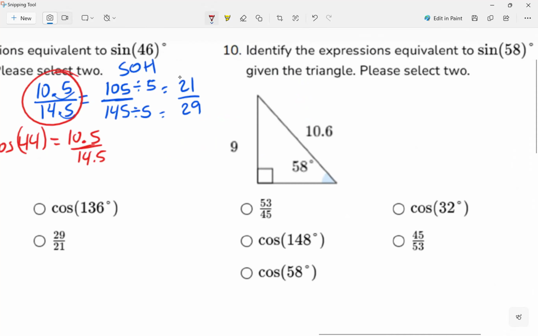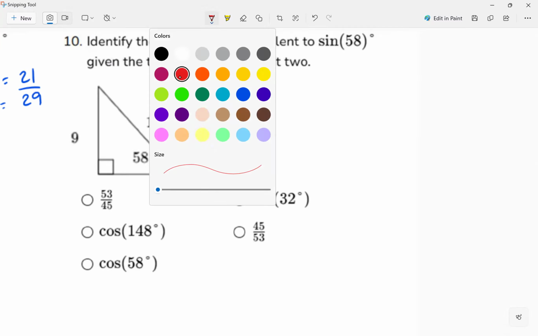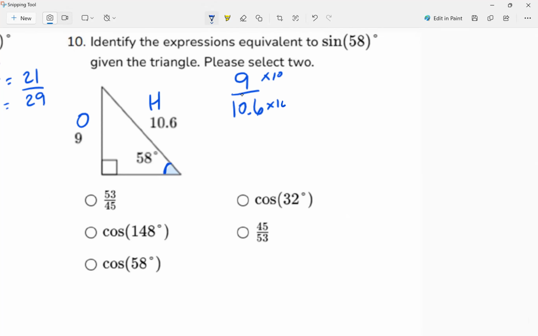Okay, let's see. Identify the expression equivalent to sine of 58. Okay, so if I'm using this corner 58, this is my opposite, this is my hypotenuse, so it has to be 9 over 10.6. That's not one of my choices. Okay, don't want to have decimals, so let me multiply each by 10. So that gives me 90 over 106. Basically, I move the decimal one place to the right. That's what multiplying by 10 is.